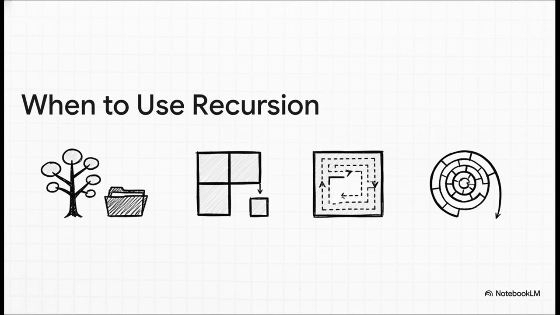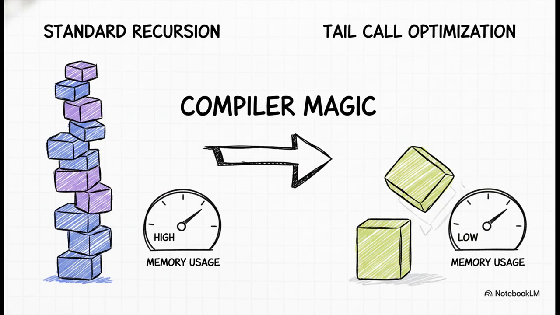And just one last cool detail, some modern programming languages are actually smart enough to optimize a special kind of recursion called tail recursion. This is where the compiler, behind the scenes, can rewrite your elegant recursive function to be just as fast and memory efficient as a simple loop. It's like getting the best of both worlds.